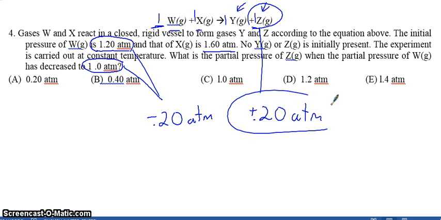And the reason you can do this is because moles, again, are directly related to pressure. The higher the pressure, the higher the moles. And that's why this can work.